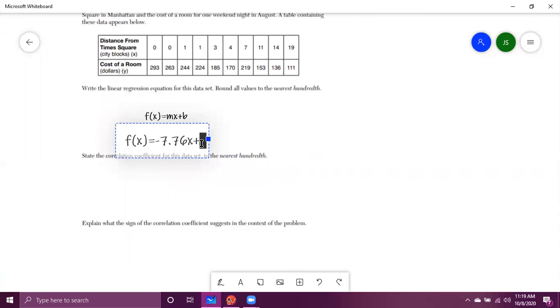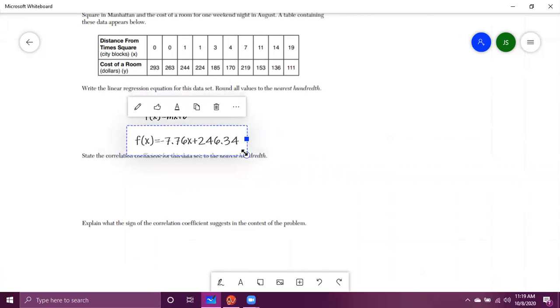246.34. And that's it. So all I did is use what the calculator is giving me so that I can just create that equation. You just need your M and your B.